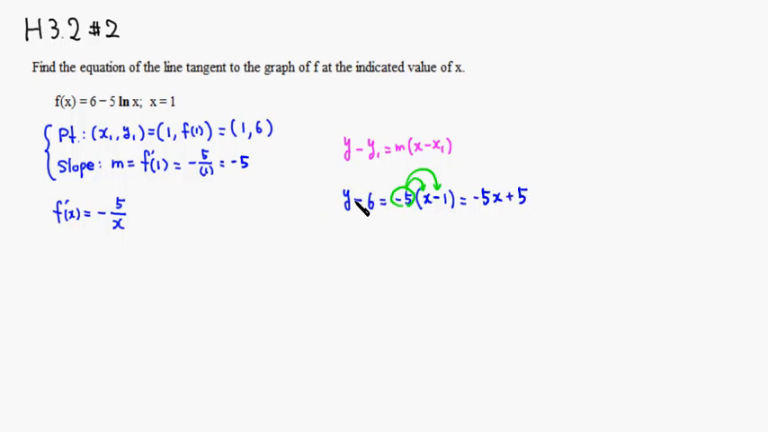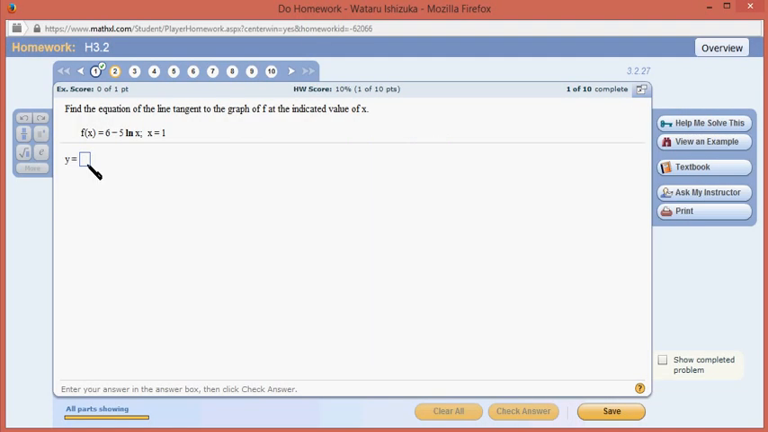To isolate y, I'm going to add 6 to both sides. That way you have y equals negative 5x plus 11. So let's type that in: negative 5x plus 11.